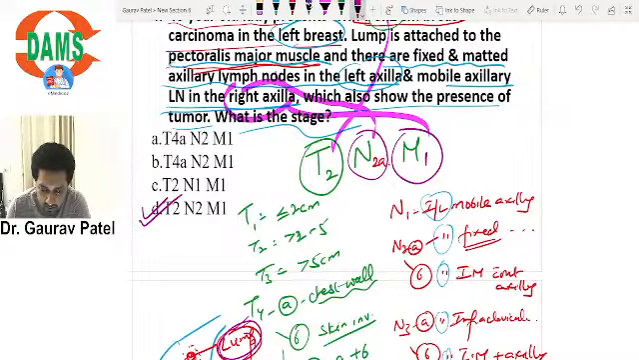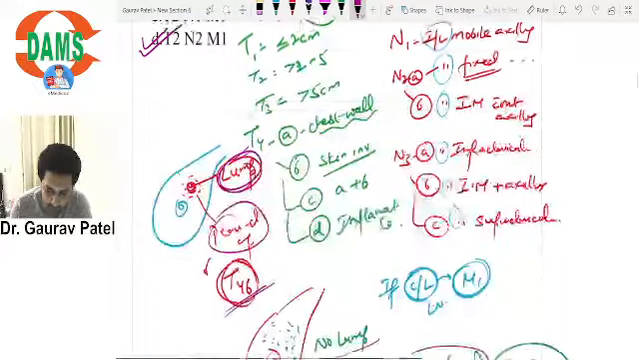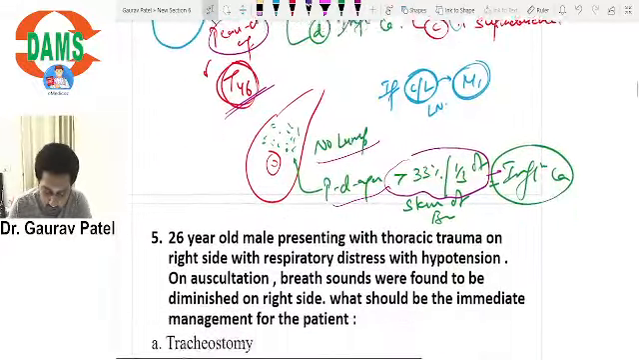Any confusion? Any question? This is one of the most important TNM staging topics I told you. You need to remember this TNM. Should we go to the next question?